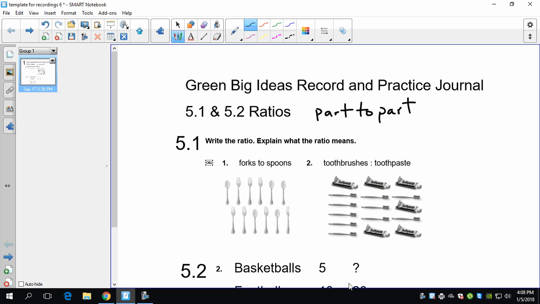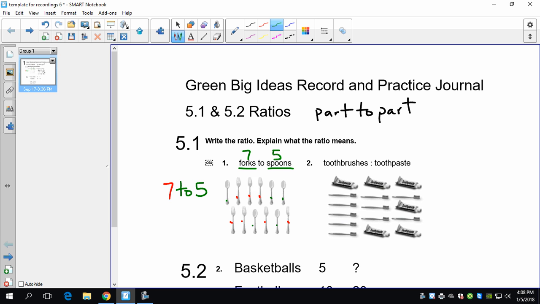And for number one, we are simply comparing forks to spoons. So we just want to count up our forks. We got 7 forks, and then we want to count our spoons. We got 5. So our ratio would be 7 to 5. Now, if they ask you for forks to spoons, then you have to give them forks to spoons. You can't flip it around, otherwise it's not going to be correct.